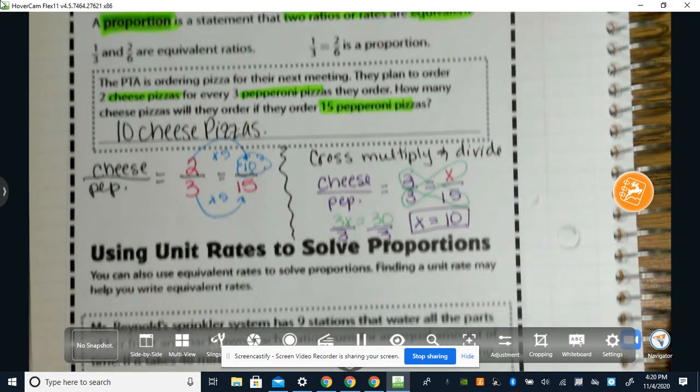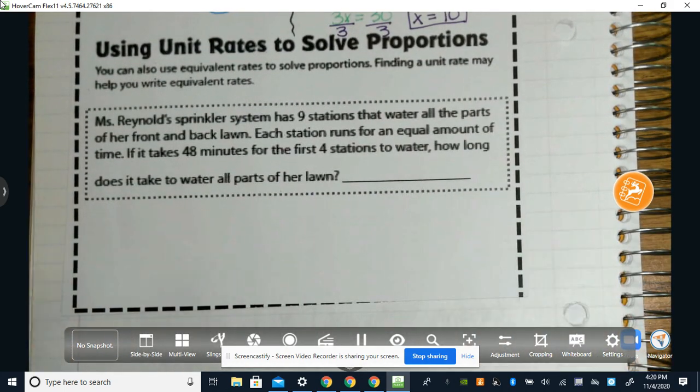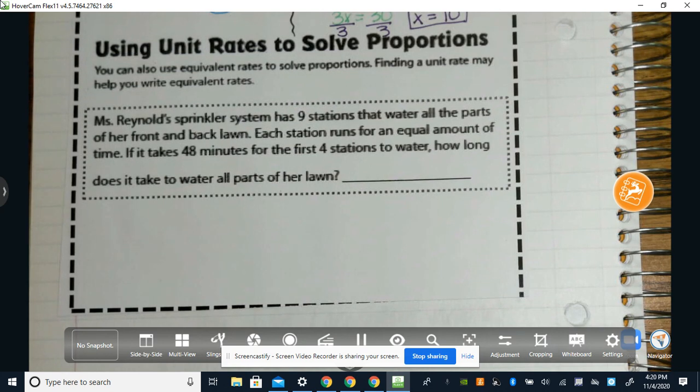Okay, let's look at our next one here. Using unit rates to solve proportions. So Miss Reynolds' sprinkler system has 9 stations that water all the parts of her front and backyard. Each station runs for an equal amount of time. If it takes 48 minutes for the first 4 stations to water, how long will it take to water all the parts of her lawn?